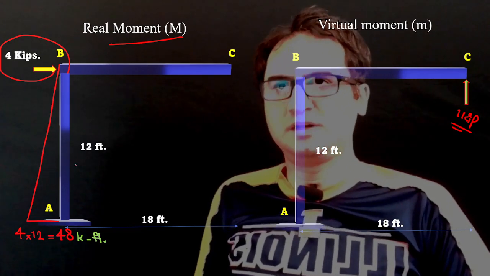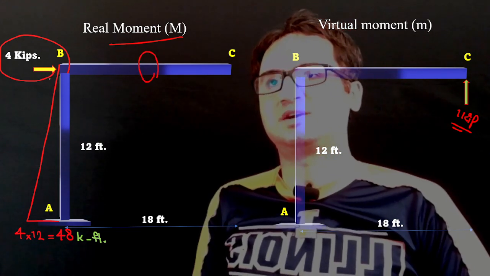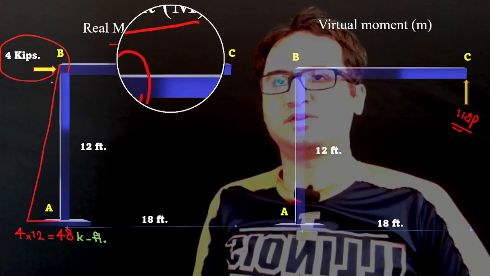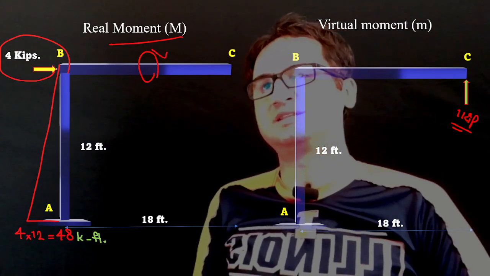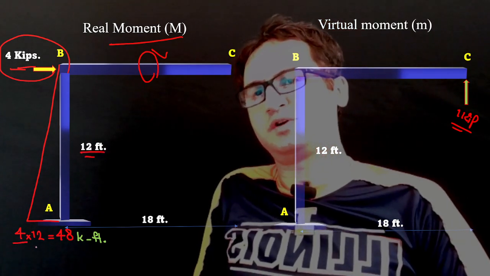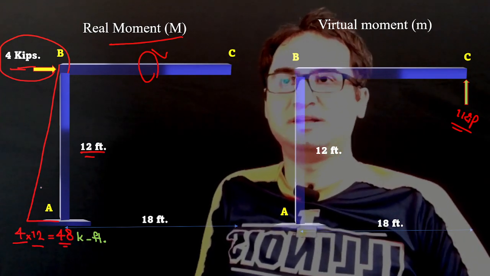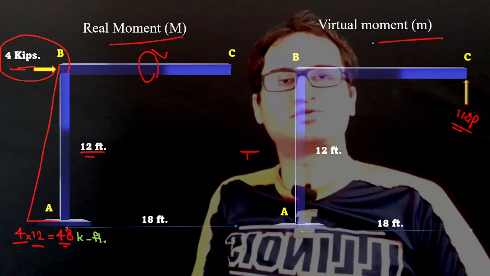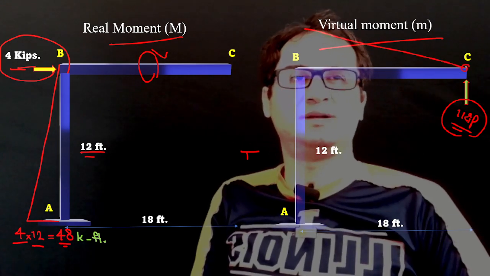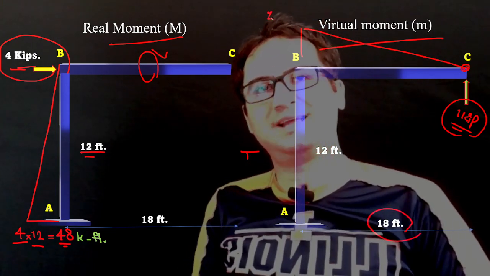If you draw the moment diagram, you can easily see this horizontal force doesn't create any moment in the horizontal part, so the moment here is 0. The 4 kips times the arm of 12 gives us 48 kip-feet of moment. With the virtual condition, the 1 kip force times the arm of 18 gives us 18 kip-feet.